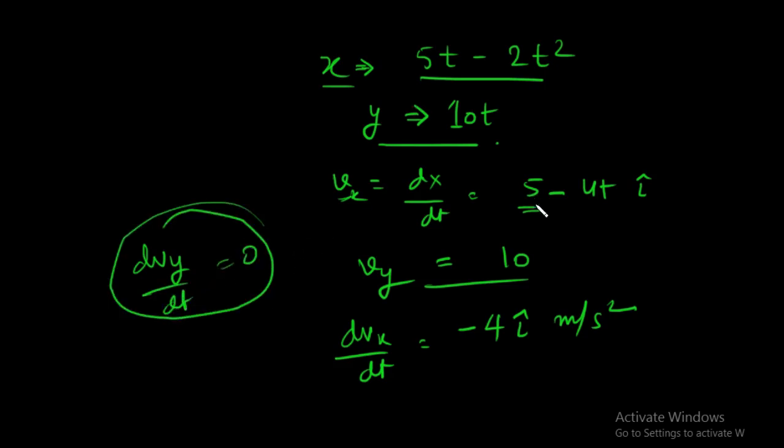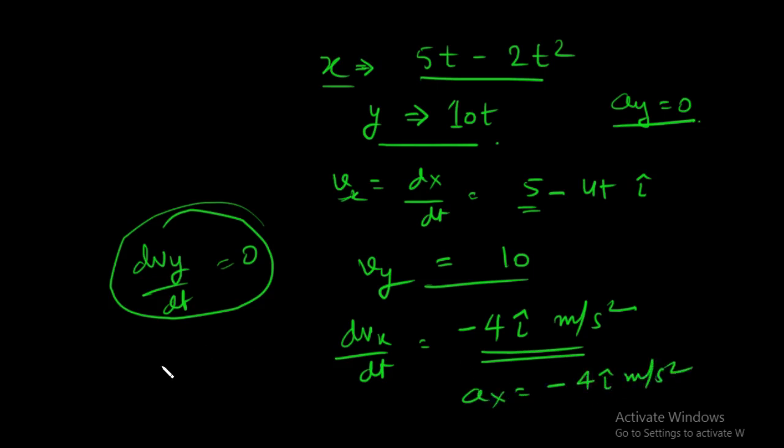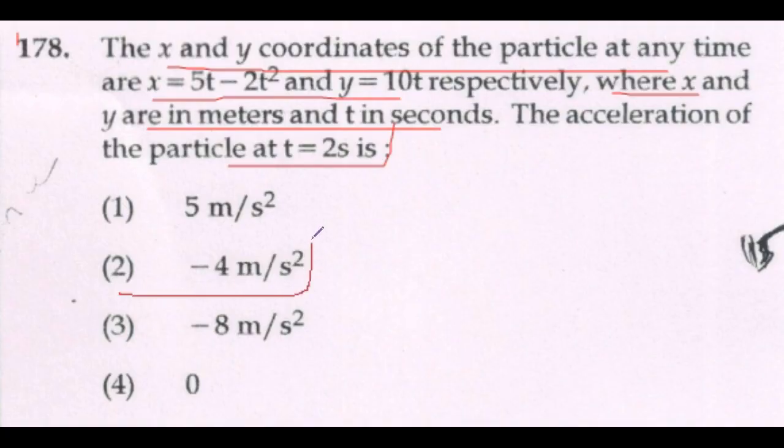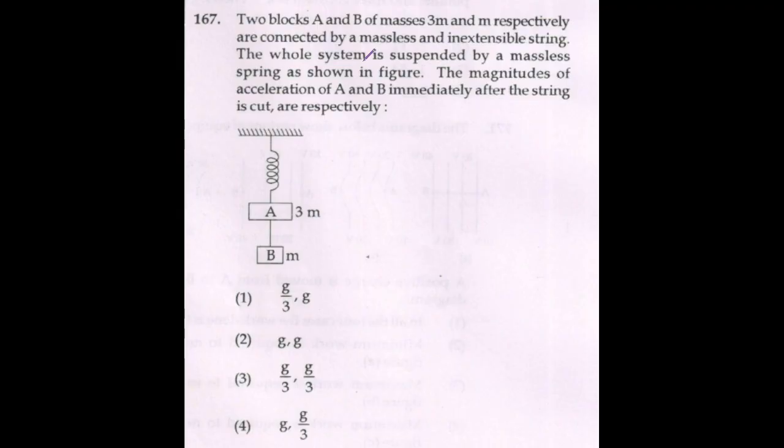So we see acceleration is 0 in the y direction. Ay is 0, but ax is minus 4i meters per second square. If we take the magnitude, the total acceleration would be minus 4 meters per second square in the x direction. Alright, so option number 2 will be my answer. Okay. Alright, so let's take the next question.